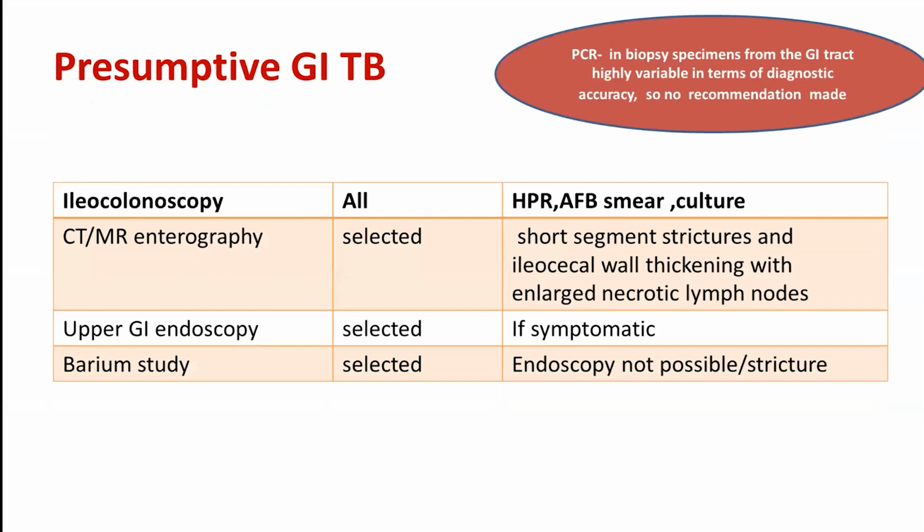In case of presumptive GI tuberculosis, endoscopy is a must and you should get a tissue for histopathology and for culture. In case of GI tuberculosis, PCR is not recommended, because the result is highly variable.